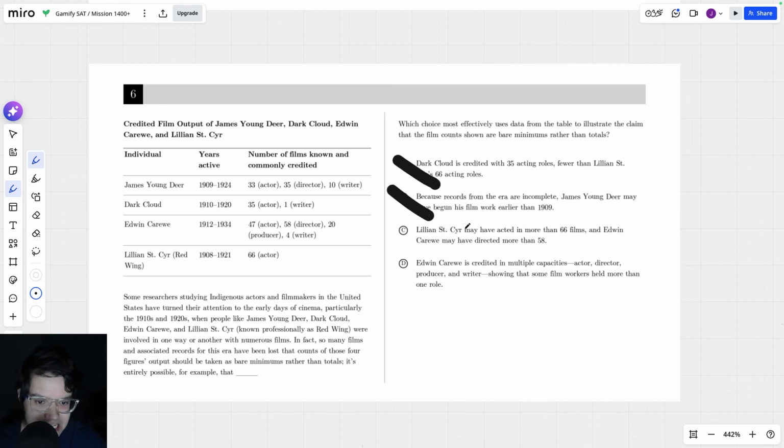C, Lillian St. Cyr may have acted in more than 66 films, and Edwin Carewe may have directed more than 58. Okay, that is exactly it. We're trying to say here that there's a bare minimum, so C is probably it. And then D, Edwin Carewe is credited in multiple capacities, actor, director, producer, and writer, showing that some film workers held more. Okay, definitely not what we're trying to look for. Not saying anything here about being a bare minimum, so C would definitely be right there.